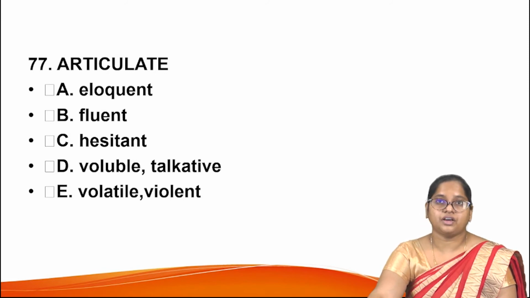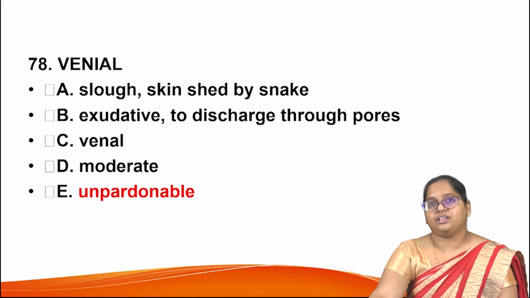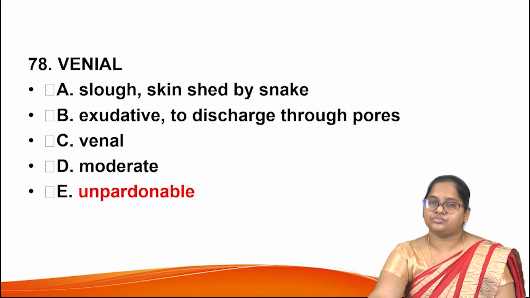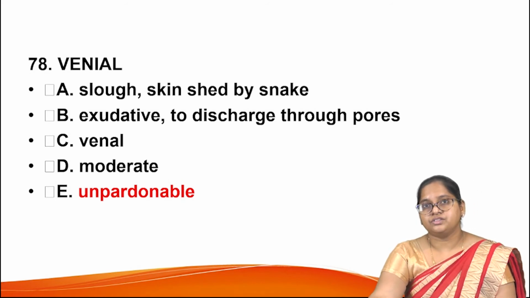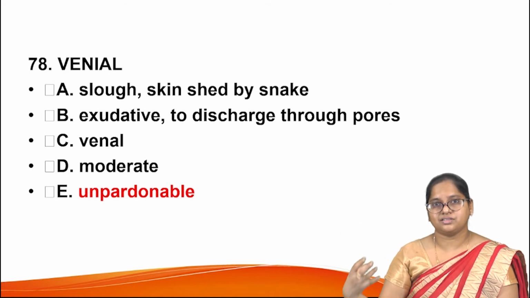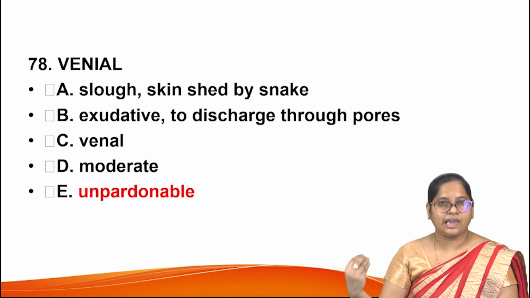Question 77, articulate. Next, venal. Venal, slow. So venal means what? Now let me take the options before you. Option A, slow. What does slow mean? Slow means like you see that skin or animals shed their scales, their skin.